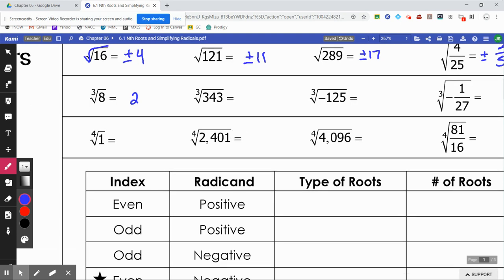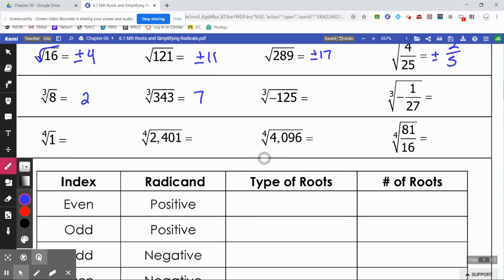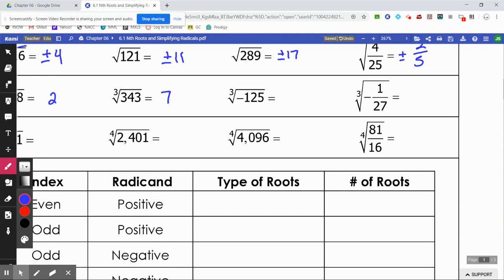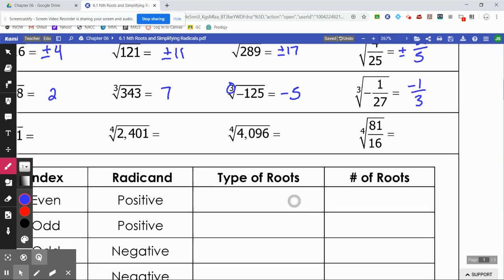So the cube root of 343, that was on our list, that was 7. You can find the cube root of a negative. The cube root of negative 125 is a negative 5. The reason for that, a negative times a negative times a negative, a third power on a negative is a negative. And the same way with the cube root of a fraction, you can find the cube root of the top and then the cube root of the bottom, which would be negative 1/3.